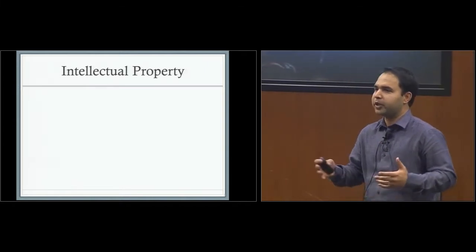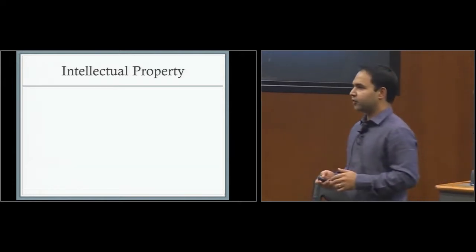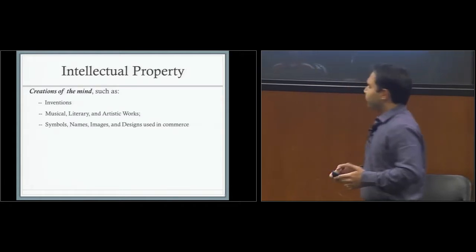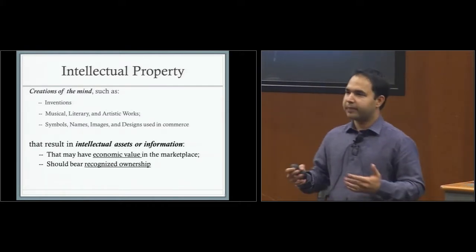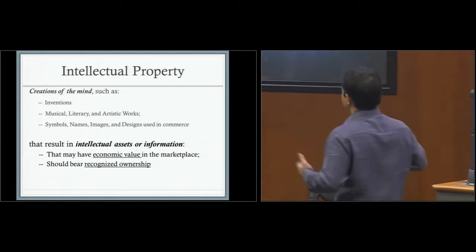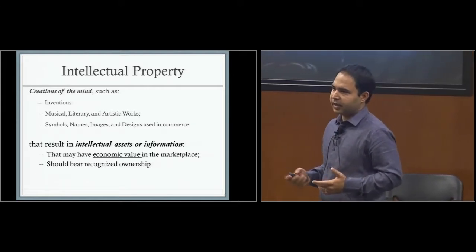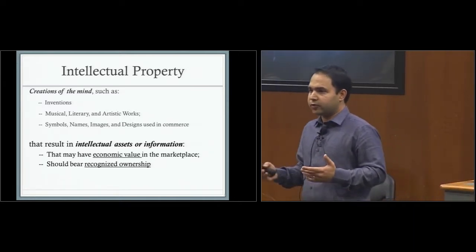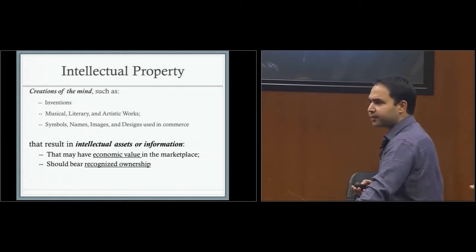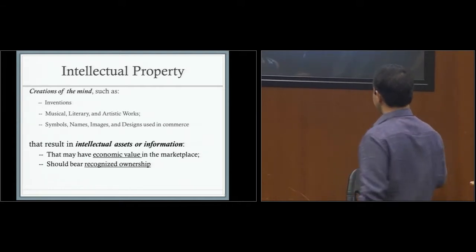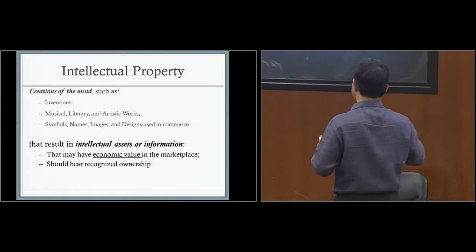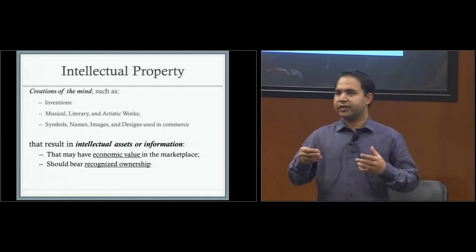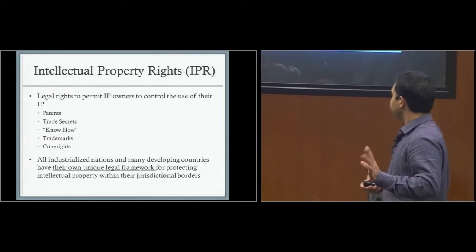So before I really get into the content, let me spend a couple of minutes making sure we all understand what we mean by intellectual property. Some very basic stuff. Most of you might already be familiar with it. Intellectual property is basically creation of minds that leads to intellectual assets or information. The creation could be inventions or music or literary or other works of art. There could be symbols, names, a whole bunch of things. But what is really important is they have to have some sort of economic value, and the ownership is easily recognizable.